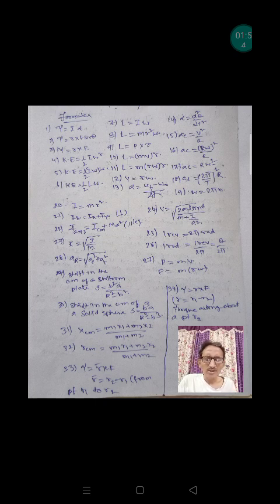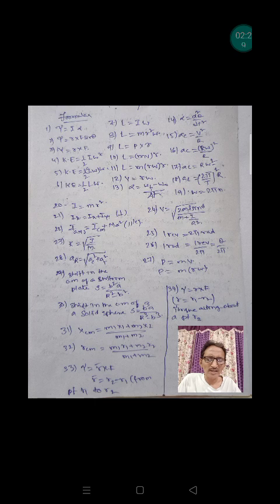Now coming to the formula number 9, L is equal to I omega. L means angular momentum is equal to I omega, angular velocity into moment of inertia. L is equal to m r square omega. This is similar to the formula number 10. If you observe that L is equal to m v r. M into v is momentum, linear momentum. So L is equal to linear momentum into r. Ninth formula if you see, L is equal to p into r.